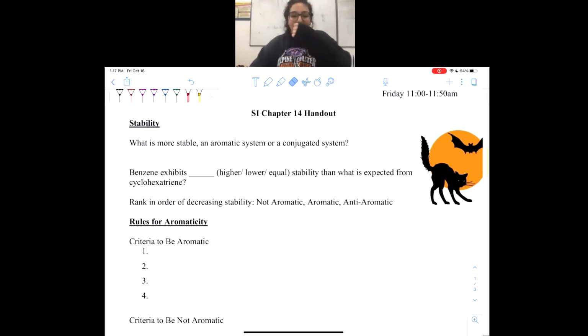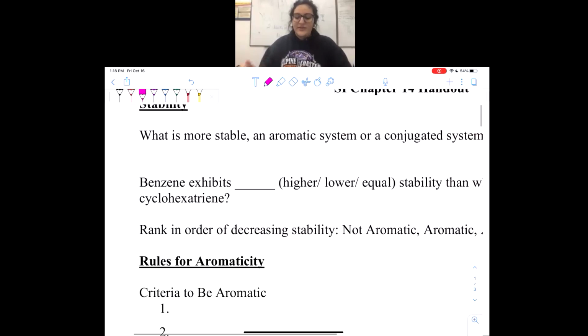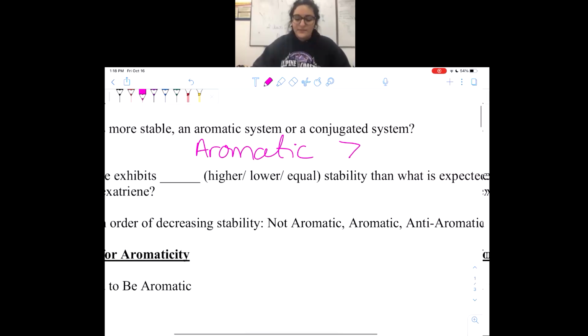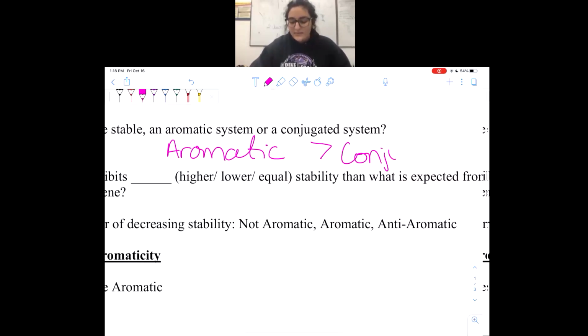Okay. So we talked about conjugation versus aromaticity, right? And we mentioned that aromatic rings are much more stable than conjugated ones. So in general, I'm going to give this to you as a rule now. Conjugation is more stable than not conjugated, but aromatic is more stable than conjugated.